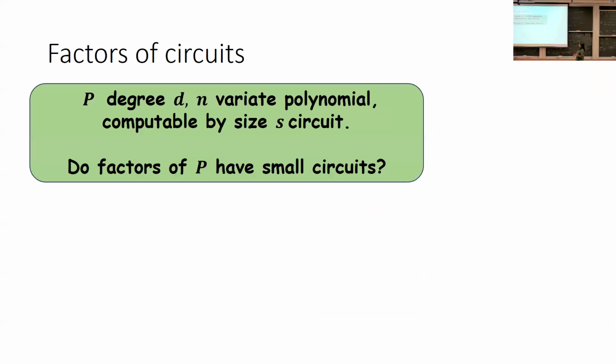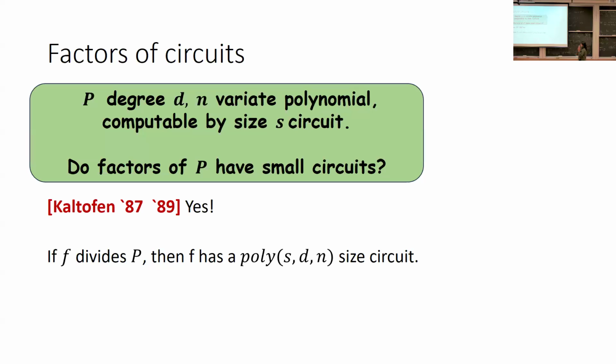Okay, so this was the question. Suppose you have a degree d, n-variate polynomial computable by a smallish circuit, what can you say about the complexity of the factors? Are the factors low complexity? And this is a beautiful classic work of Kaltofen from the 80s, and the answer is yes. If a polynomial f divides this polynomial p, then indeed this factor is computable by a small arithmetic circuit. And it's highly non-trivial. It's an amazing result.